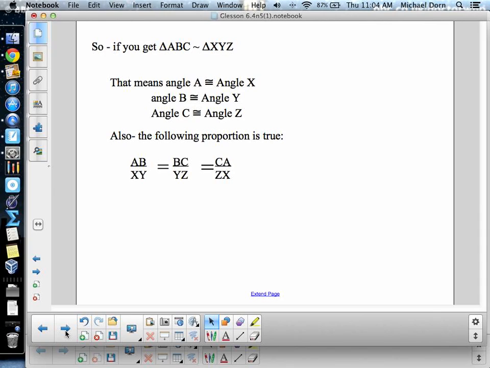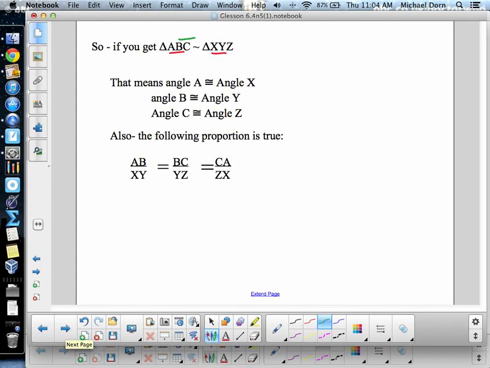This is kind of a review of stuff we did. That proportion is always true, and again, it's corresponding order. AB corresponds to XY, BC corresponds to YZ, and AC corresponds to XZ, or ZX, however you want to put it. So we get these proportions, and they're all in the similarity statement just like it was before.